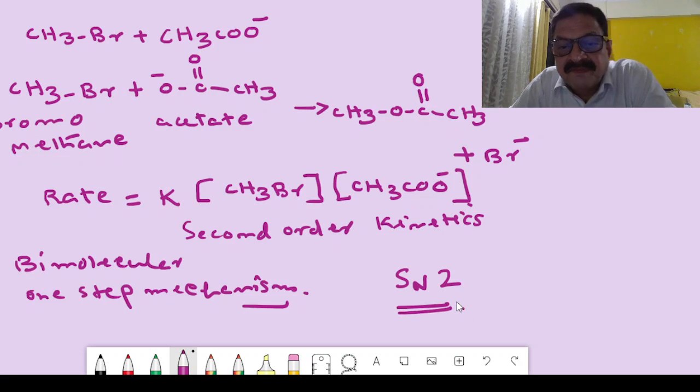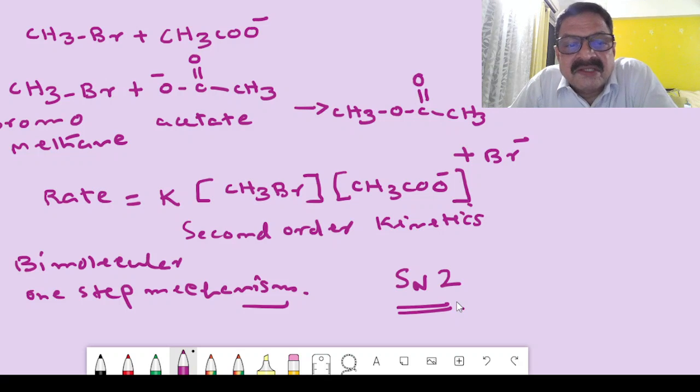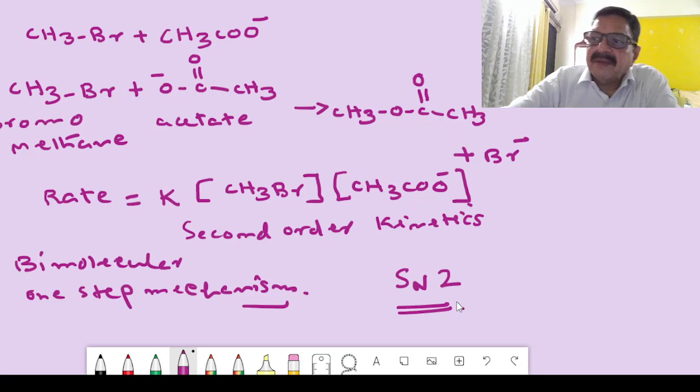That is substitution nucleophilic bimolecular. Second order kinetics, one-step mechanism, bimolecular. The rate depends upon the concentrations of both the reactants, that is the alkyl halide as well as the acetate anion. Now the 2 in SN2 refers to the kinetic order of the reaction. That is, it is a second order reaction. Nucleophilic substitution at an sp3 hybridized carbon atom. So this is one mechanism, the SN2 mechanism.